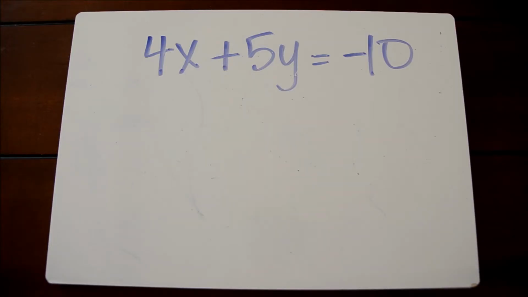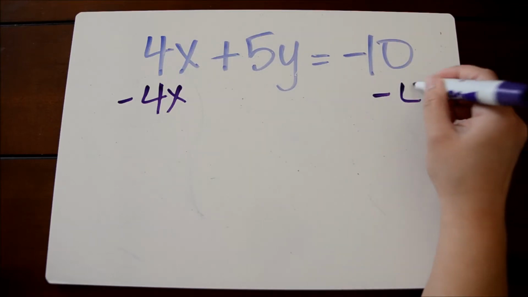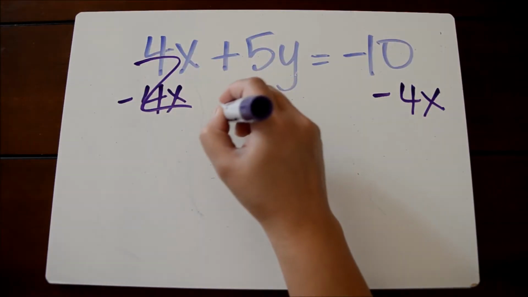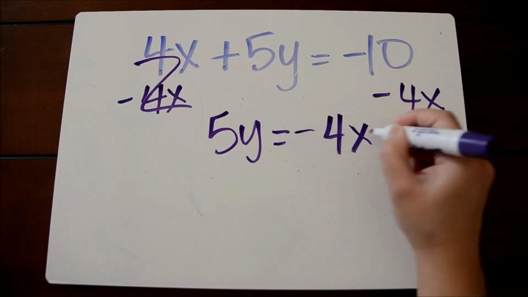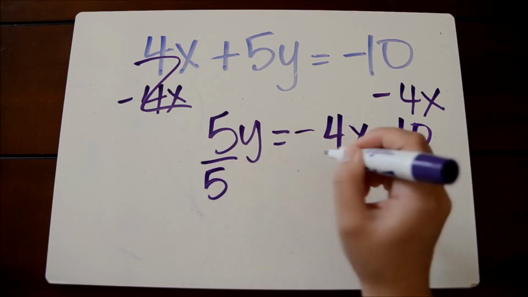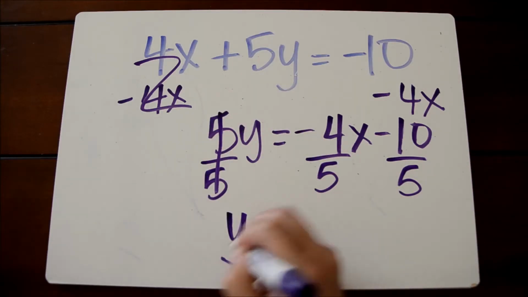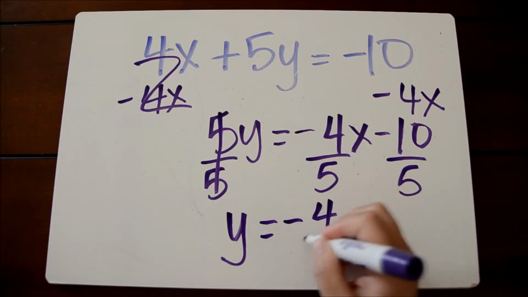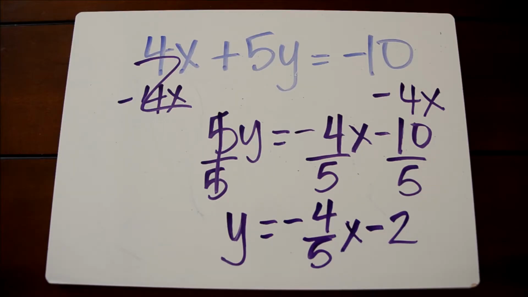Here we have another example written in standard form. Again, the first step is to move our x term to the right-hand side, so I'm going to subtract 4x from both sides, zero it out here, we're left with 5y is equal to, again we can't combine those, so it's going to be negative 4x minus 10. And then to undo the coefficient, we're going to divide by 5, and we have to divide everything by 5. So this becomes y is equal to negative 4 over 5x, and this simplifies to minus 2.